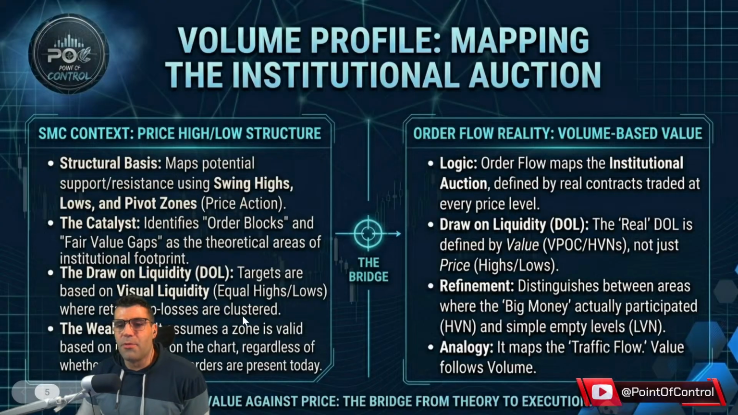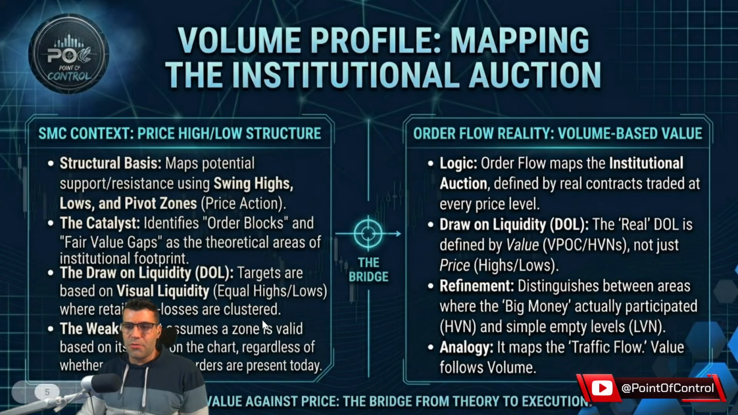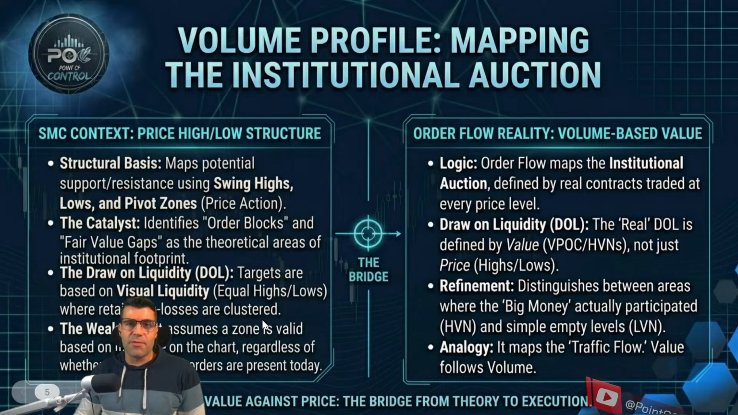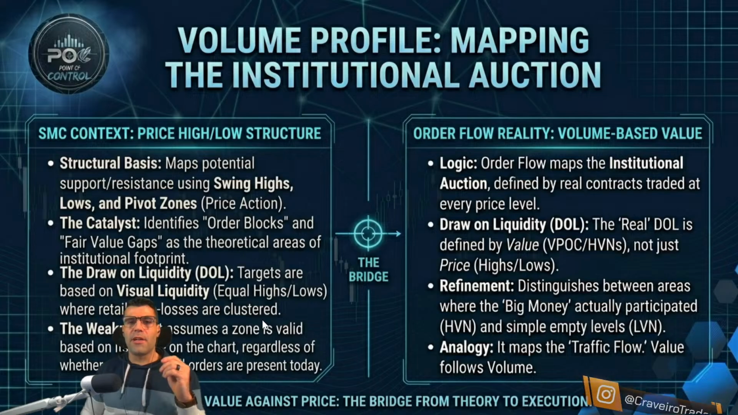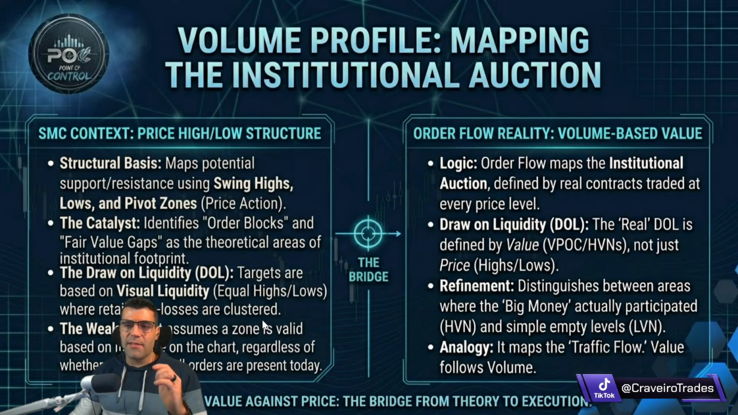But the draw on liquidity targets are based on visual liquidity, where liquidity is resting. I know that everyone just makes assumptions about where retail is, and we're really good at it. If you're an SMC trader, we are good at distinguishing where retail is placing their stop losses and where retail is placing their take profits. And we all are retail. If we're not in the bank trading for the bank, you bet your butt we're all retail. There's just really novice retail traders, and then there's really experienced retail traders. I like to think that I'm a professional retail trader is the best way I could put it.